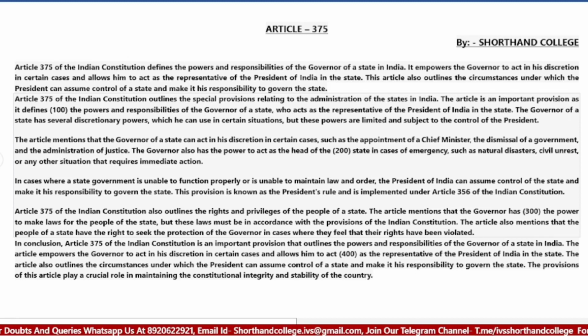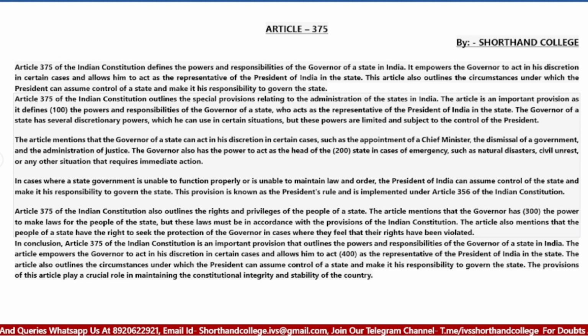Article 375 of the Indian Constitution defines the powers and responsibilities of the governor of a state in India. It empowers the governor to act in his discretion in certain cases and allows him to act as the representative of the President of India in the state. This article also outlines the circumstances under which the President can assume control of a state and make it his responsibility to govern the state.